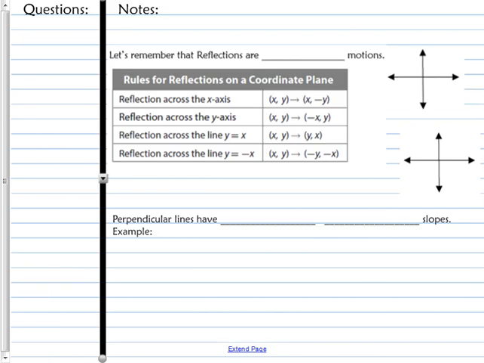And a lot of this will be review. The last couple of lessons we've been talking heavily on transformations, so this should be pretty easy for you, as well as we've been including it in our bell works. So first of all, let's remember that reflections are what kind of motions? Hopefully you remembered that they are rigid motions. And what does rigid mean? Rigid, they're not changing shape or size, staying the same shape or size.